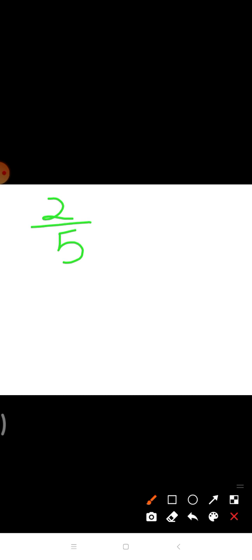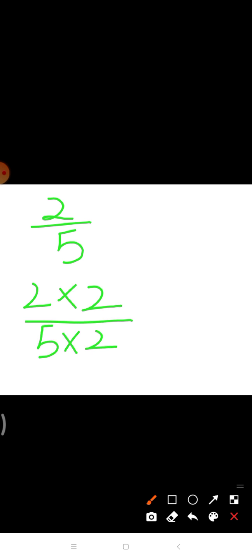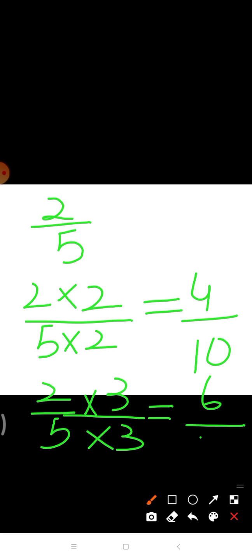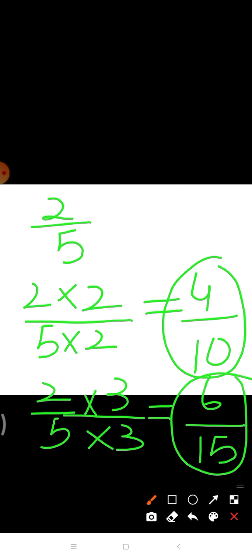So first of all, let's multiply the fraction 2/5 with the same number. That is 2 times 2 upon 5 times 2, which will be equal to 4 upon 10. Then again, multiply the fraction 2/5 by the same number, that is 3. So 2 times 3 upon 5 times 3, which will be equal to 6 upon 15. Students, here 4 upon 10 and 6 upon 15 are few equivalent fractions of the fraction 2/5. I hope students this is clear.